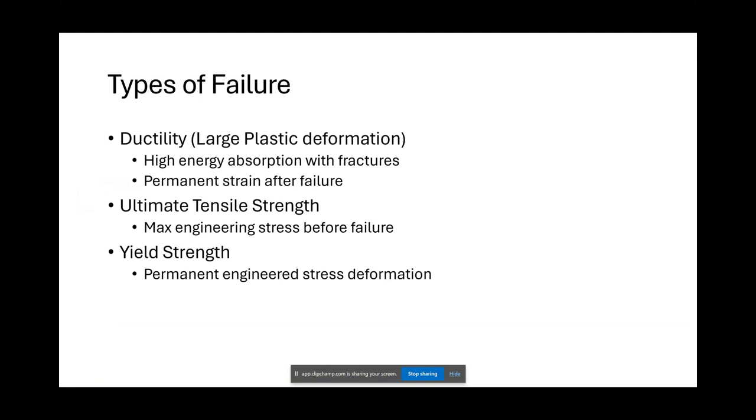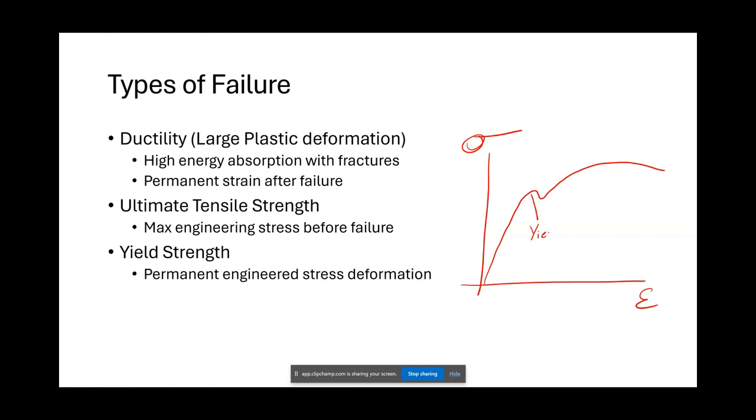Then we have our ultimate tensile strength and our yield strength. I know we've seen some of these in some of our other courses. So say we draw a quick stress strain graph right here. We're probably a bit more familiar with a graph like this, where at a point right here we would have our yield strength. And then at this top portion, we would have our ultimate strength.